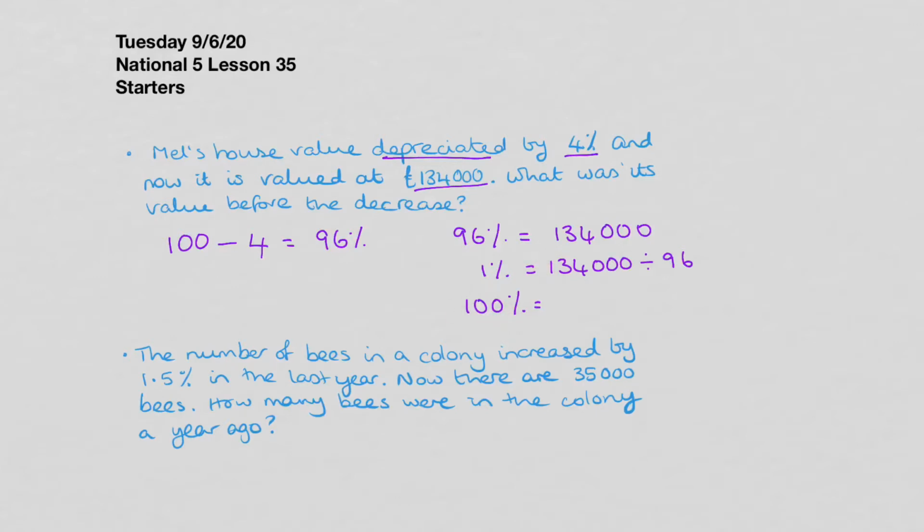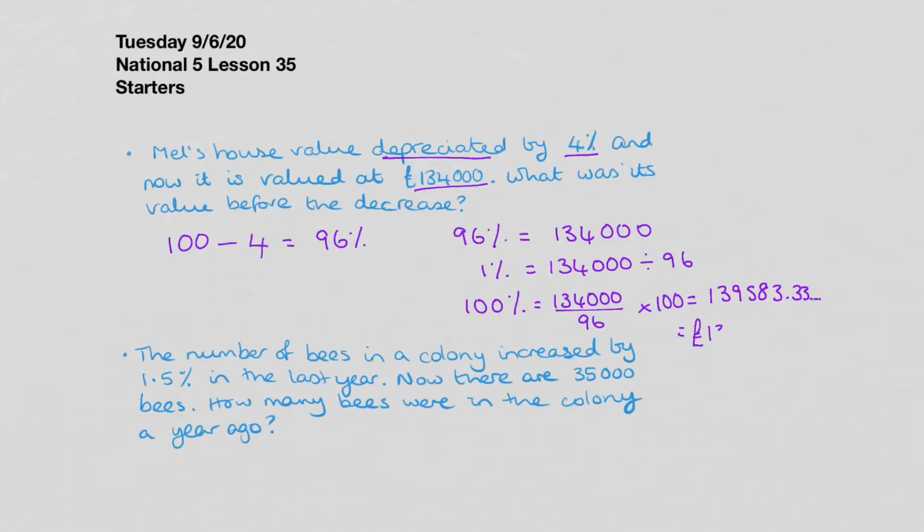Okay, so we take what we've just worked out, the 134,000 divided by 96, and we multiply that by 100. So this is obviously a calculator exercise. I'm not expecting you to be able to do 134,000 divided by 96 in your head. And then when we multiply it by 100, we get 139,583.33, and those threes keep going. Okay, so when we write that in money, we would need to stick in a pound sign.